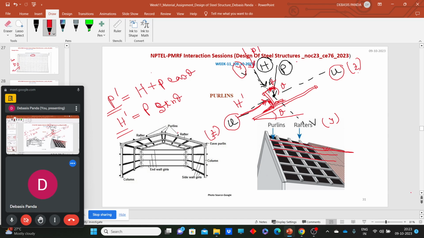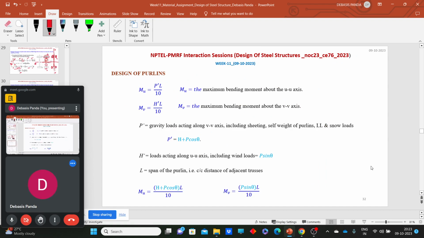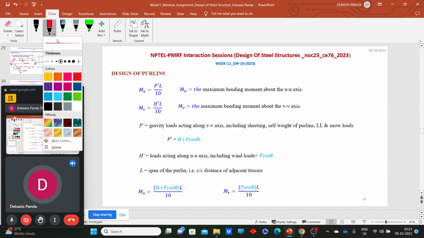So now two kinds of loads are acting. One, the load acting along the UU axis, and the load acting along the VV axis, or we can say the loads acting along the YY axis and XX axis. So what should be the maximum bending moment?